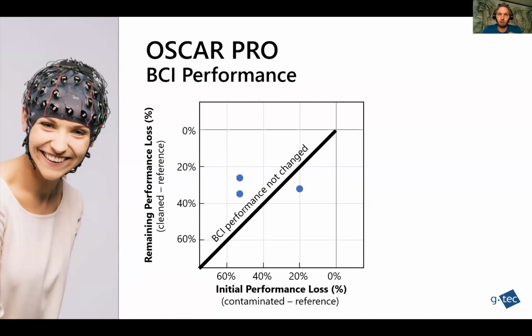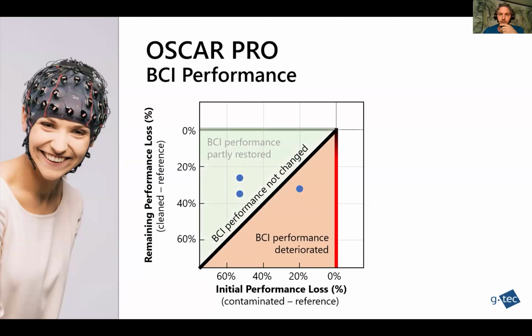We would all agree that when we have all the dots on the 45 degrees line, the BCI performance has not changed, because we have initially and after applying OSCAR the same performance loss. There is a lower triangle. If we're going in this direction, then OSCAR Pro has even deteriorated the performance, something we don't want to have. And the upper triangle would show that the BCI performance has been restored, at least partly. And if we are up here on the green line, OSCAR Pro would have completely restored the BCI performance.